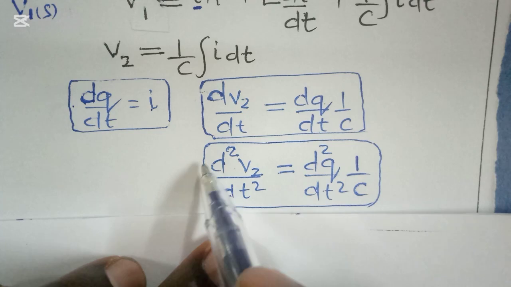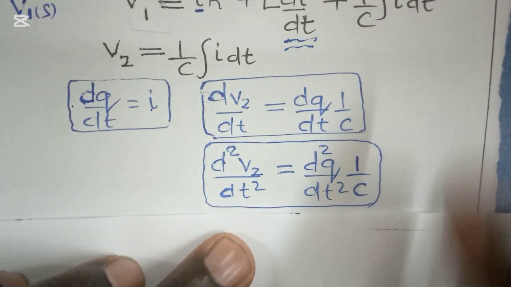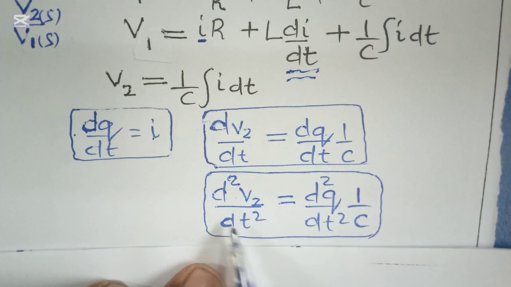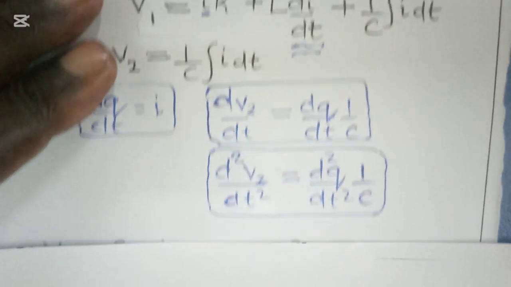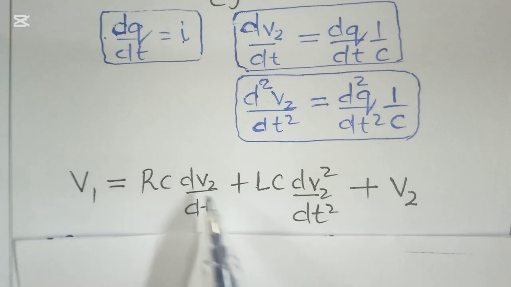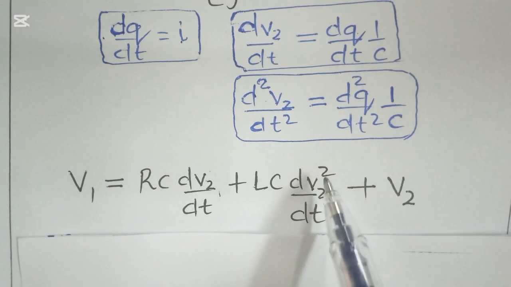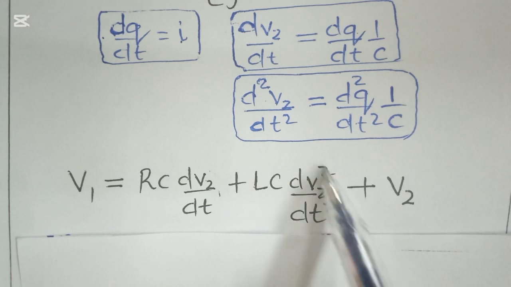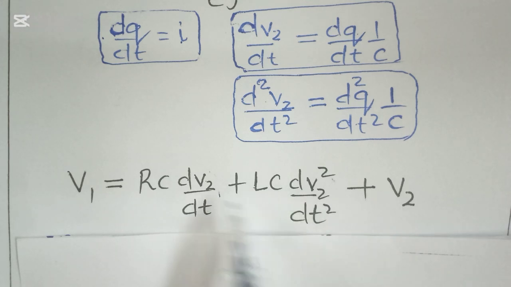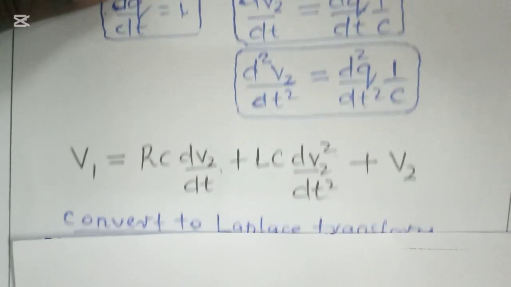When we put our C here, we can replace di/dt with C d squared V2 over dt squared. That is what I have already done here. I have now replaced I, this is I, and this is di/dt, so that each of these terms will have V2. Then from there, we take the Laplace transform of both sides.